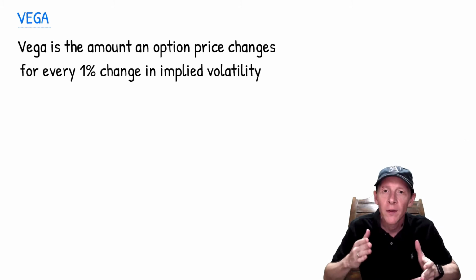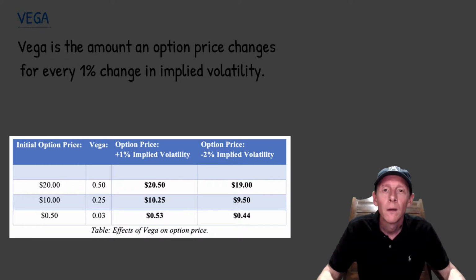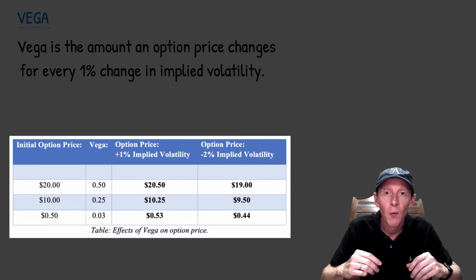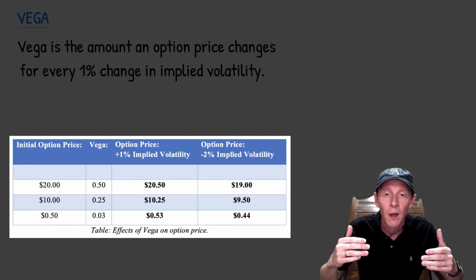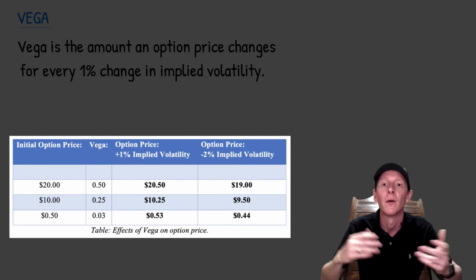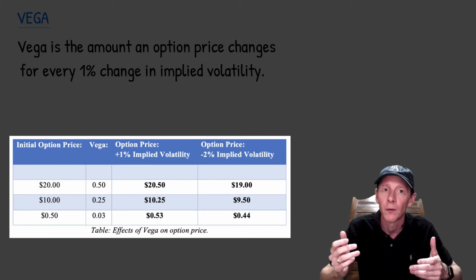Vega is a measure of how sensitive an option is to changes in volatility. Specifically, Vega is the amount an option price changes for every 1% change in implied volatility. If we take a look at the following table, we can examine the effects of both positive and negative changes in implied volatility on the prices of three different options depending on each option's Vega. Note that it doesn't matter if the option is a call or a put option.